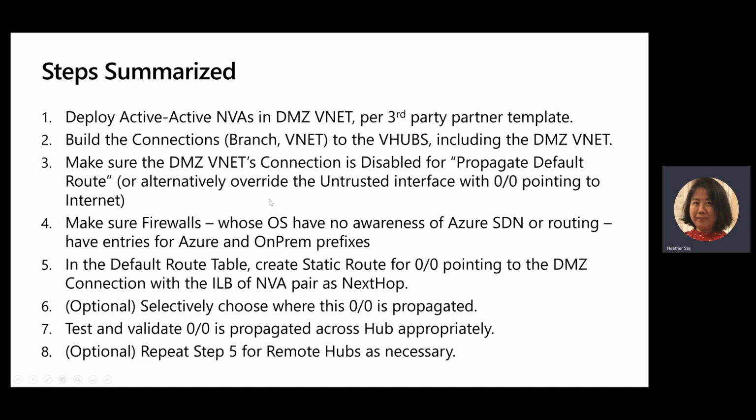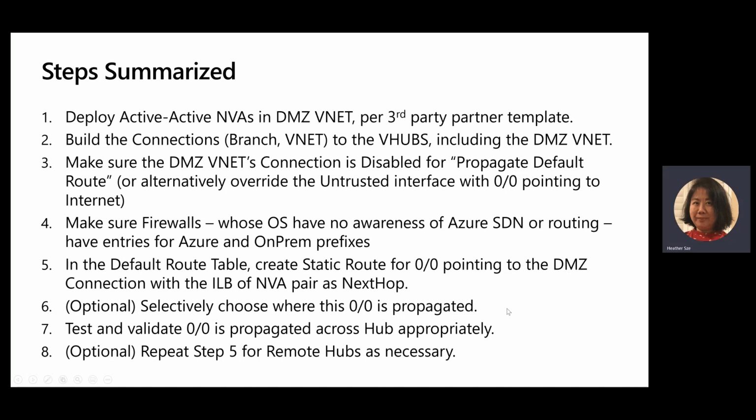You want to make sure the DMZ VNet's connection is disabled for propagate default route, or alternatively override the untrusted interface with 0/0 pointing to the internet. You need to be sure that firewalls whose OS have no awareness of Azure routing have entries so that when a packet comes in and passes through inspection, it will know how to forward the packet. In the default route table, in order to get the static route, you will create a 0/0 rule pointing to the ILB of the NVA as the next hop, but pointing to the DMZ VNet connection.